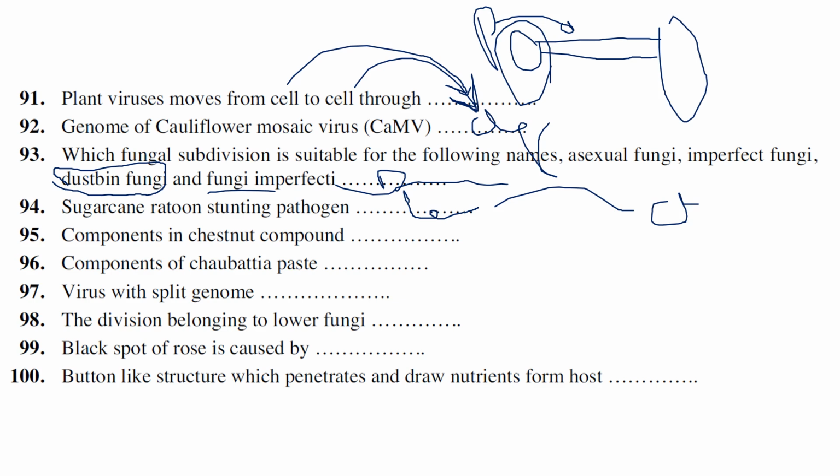Components of chestnut compound 2:11: 2 parts of copper sulfate and 11 parts of ammonium carbonate. This is the composition. Whereas the composition of Chaubattia paste is 800 grams of copper carbonate, 800 grams of red lead, and 1 liter of linseed oil. I repeat, chestnut compound 2:11, 2 parts of copper sulfate, 11 parts of ammonium carbonate. Chaubattia paste: 800 grams of copper carbonate, 800 grams of red lead, 1 liter of linseed oil.